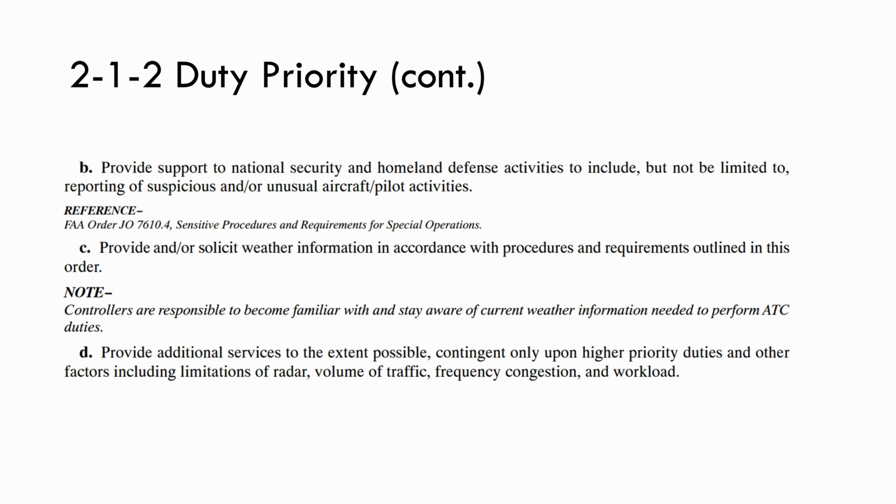It's a statement of fact saying, hey, this is probably something that you're going to do anyways, whether that's ensuring that you got the IDS pages and are familiar with the segments that might be in the airspace or the closed airways due to weather, or you're aware of large weather activity that might be outside of our airspace, in New York's airspace, or maybe south of the boundary, and letting aircraft know. Subparagraph D says provide additional services to the extent possible, contingent only upon higher priority duties and other factors including limitations of radar, volume of traffic, frequency, congestion, and workload.